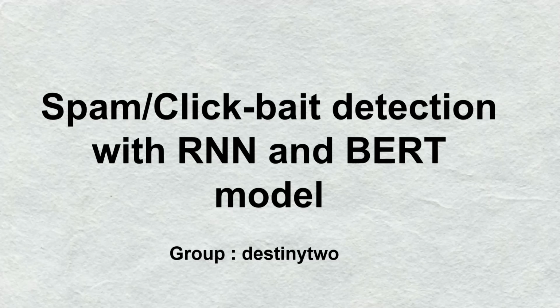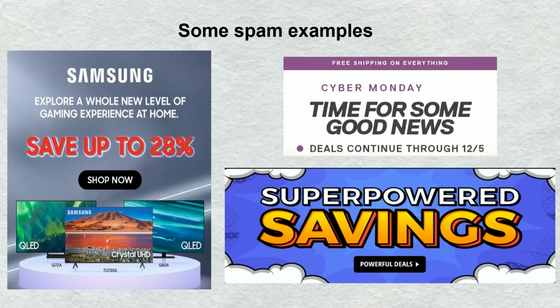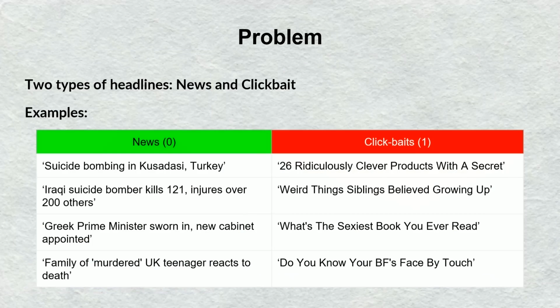Our group is working on spam click and clickbait detection. We decided to use RNN and BERT models to complete this work and compare the advantages and disadvantages between these two models. Here are some real-life examples, and here are some headlines from our dataset.